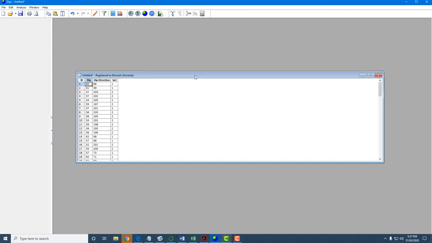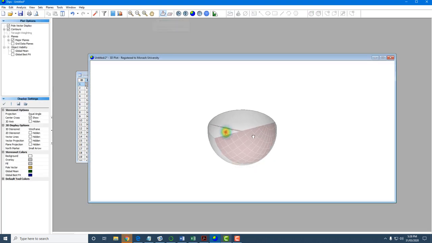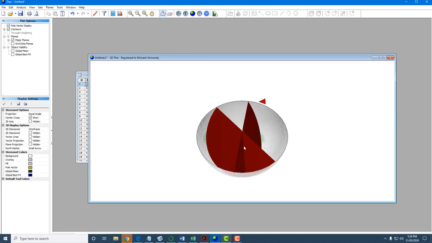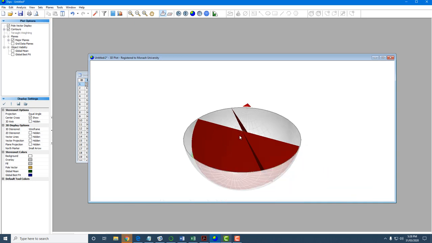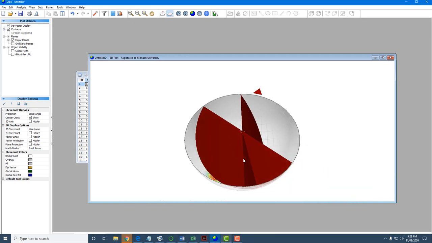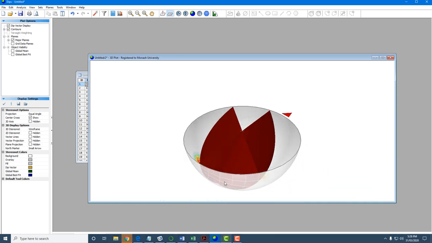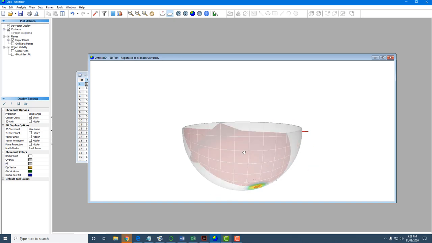And I would also recommend that you get familiar with the other options in this software. So for example, we can also visualize our planes, our mean planes in 3D. We can see the pole concentrations, or we can also see the dip vector concentrations. We can also see the line of intersection and so on.